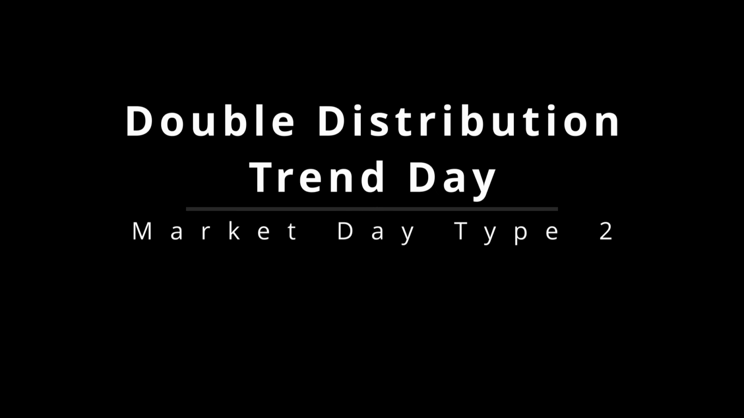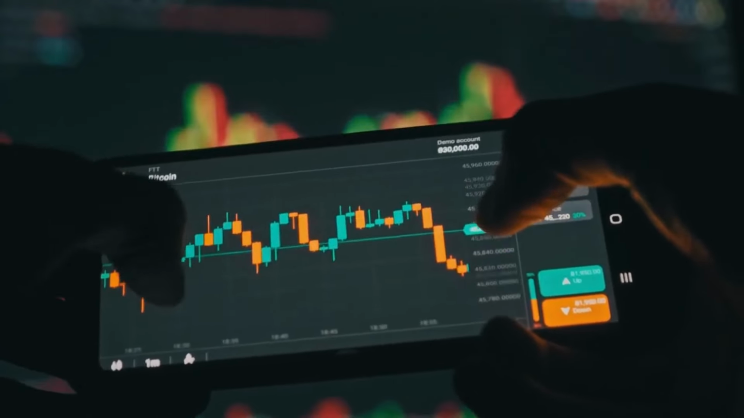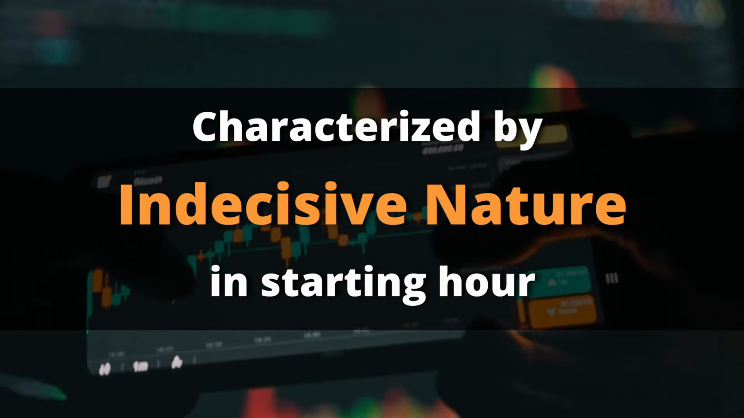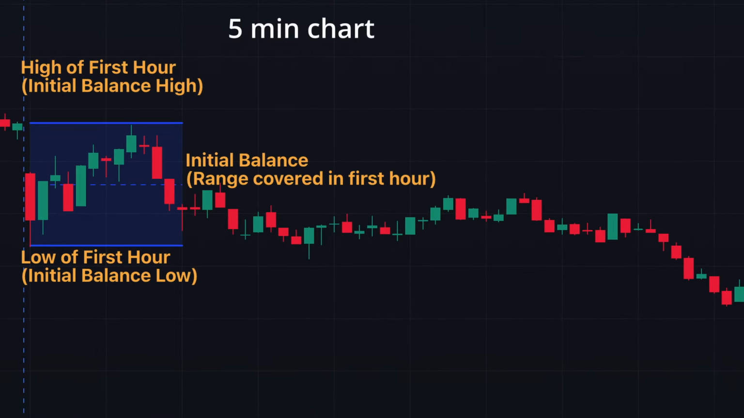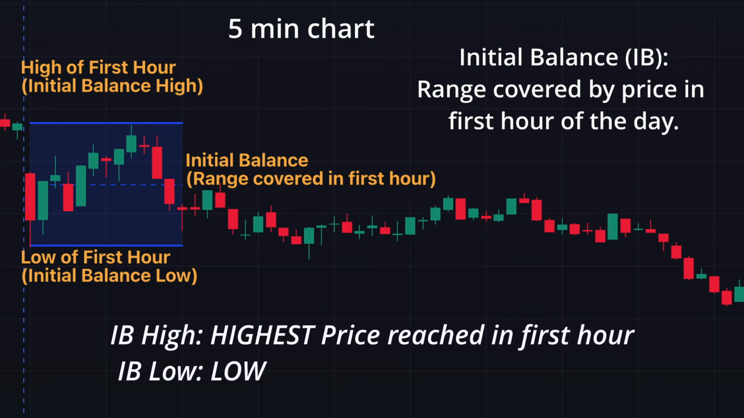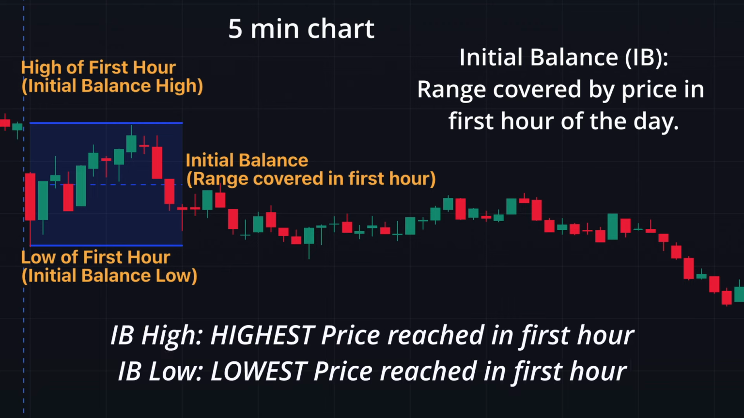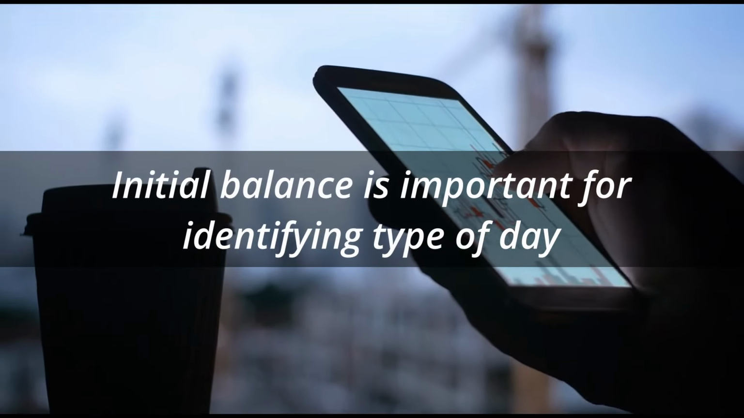Market day type 2. Double distribution trend day. This day is similar to a trend day, but market's conviction in the direction is low. This type of day is characterized by its indecisive nature in the starting hours, creating a narrow initial balance. What's initial balance? Initial balance is the range covered by price in the first hour of the day. Initial balance high and initial balance low are the highest and the lowest prices reached in the first hour. The initial balance is quite important in identifying the type of trading day.